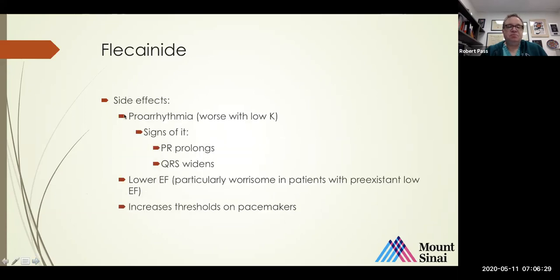Now, this is the biggest problem with flecainide: it has a very narrow therapeutic index. Flecainide has a very high incidence of proarrhythmia if not used properly. It's particularly more common when there is hypokalemia. And the signs of flecainide toxicity are PR prolongation and QRS widening.